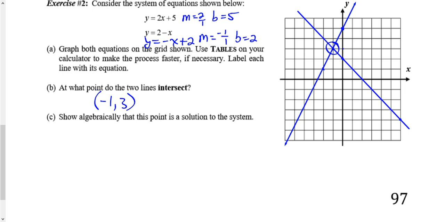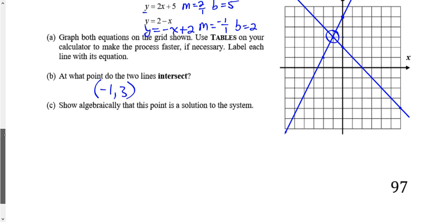So let's verify that algebraically, right? Let's see if when we plug that into these equations, it actually works. So let's start with the first one. y equals 2(-1) plus 5. Does 3 equal negative 2 plus 5? I'll bet it does.